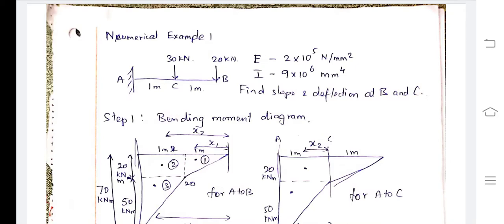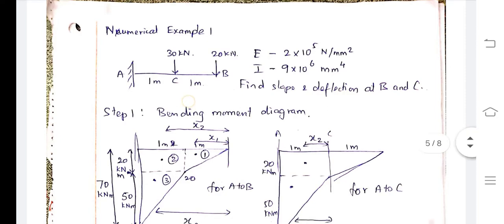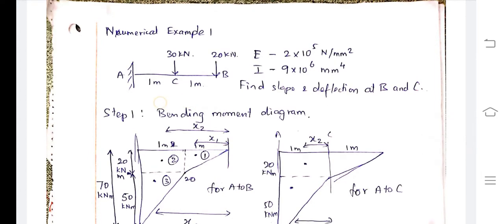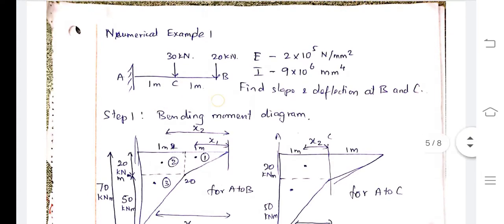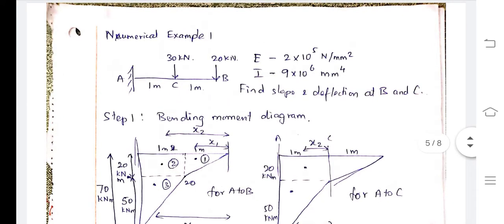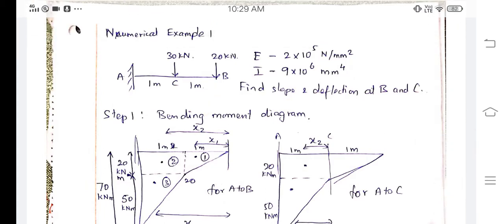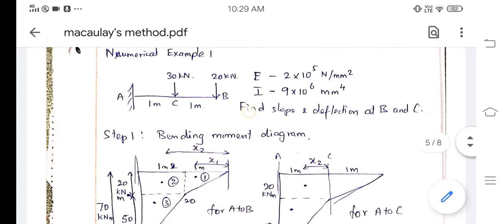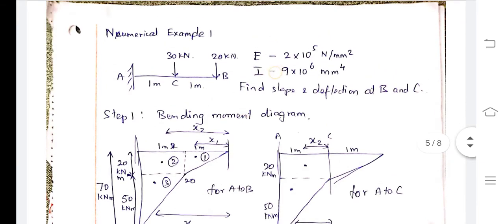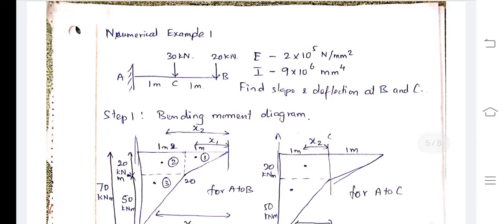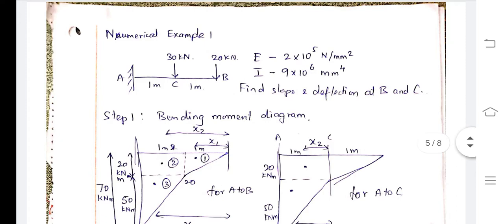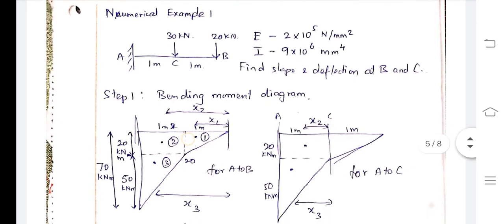Let's start with a numerical example of the moment area method. Here there is a cantilever beam with two point loads, one at the free end and one at 1 meter from the fixed support. You have to find the slope and deflection at B and C, that is, exactly under the 2 point loads. E value is given as 2 into 10 power 5 Newton per mm square, and I value is 9 into 10 power 6 mm power 4.